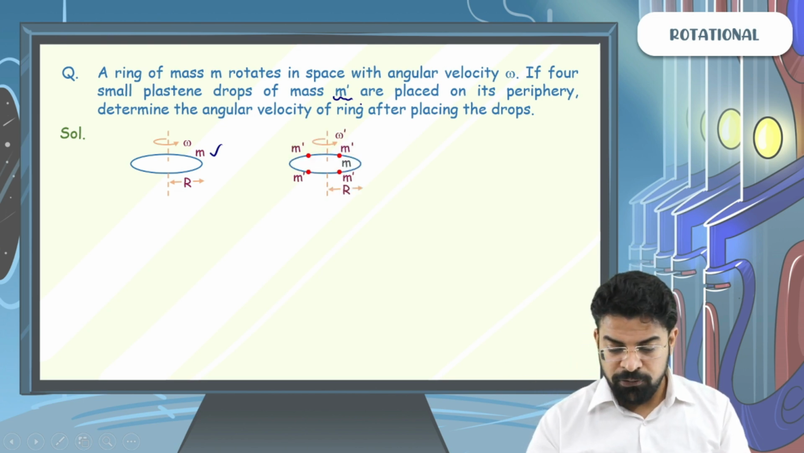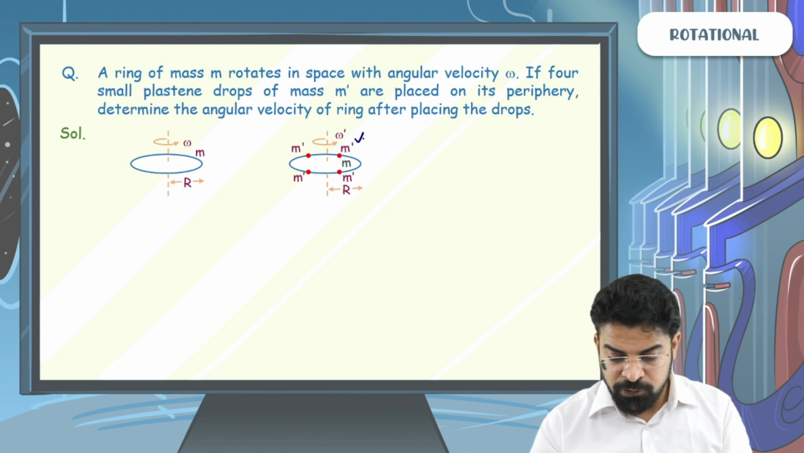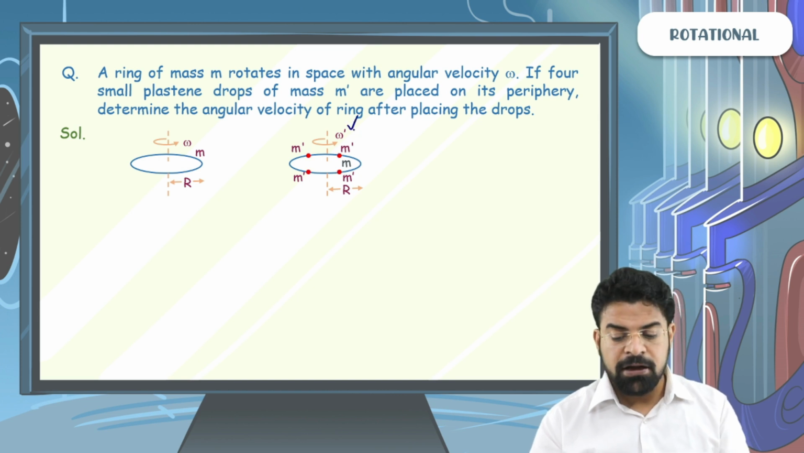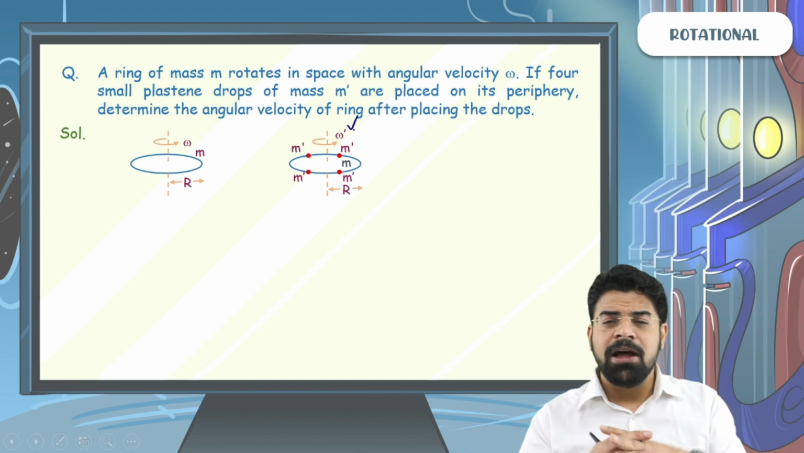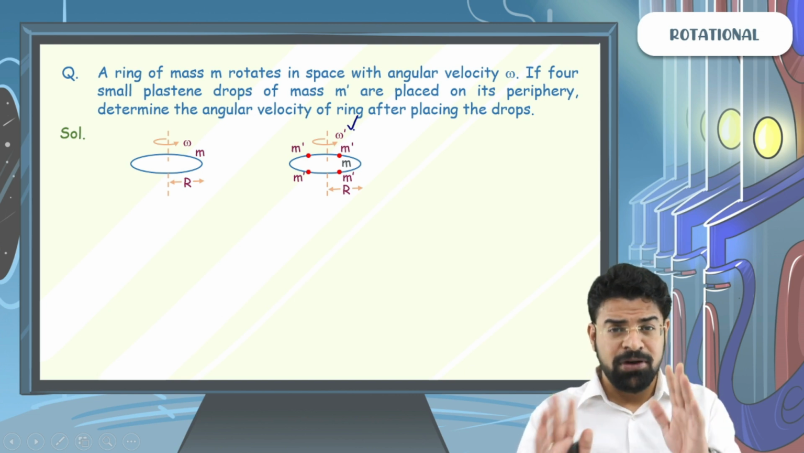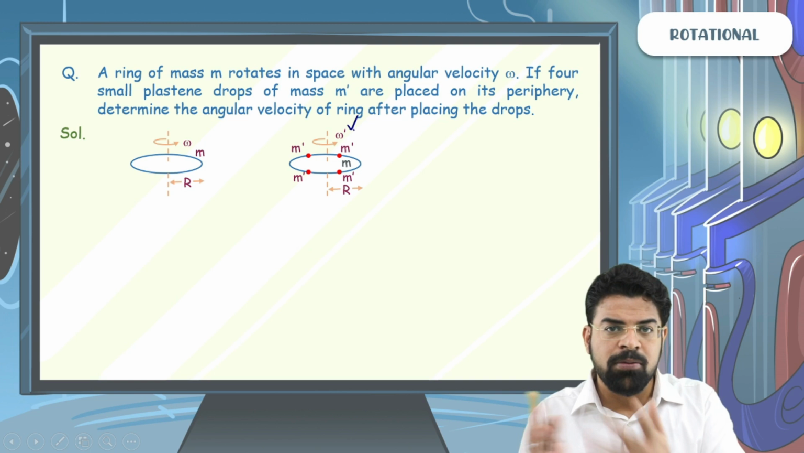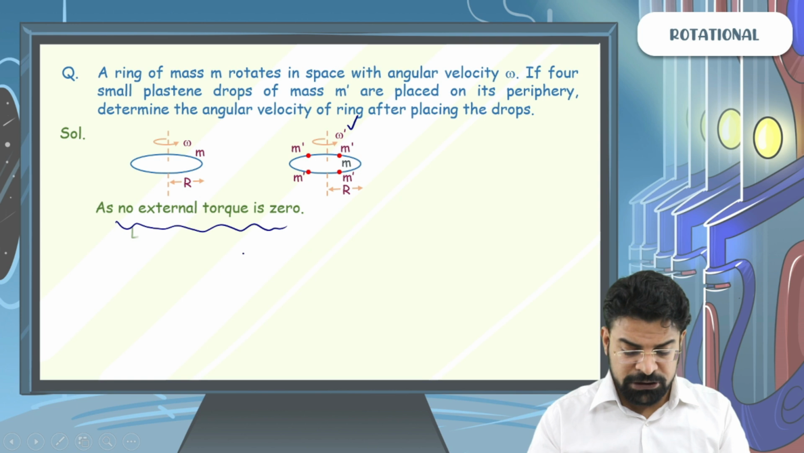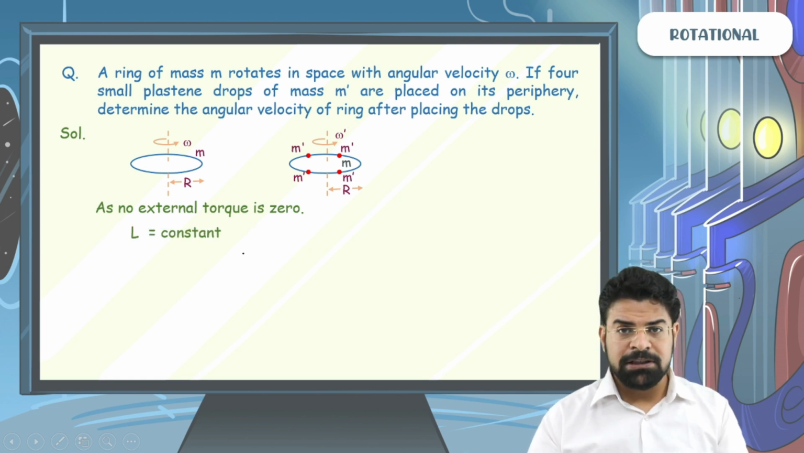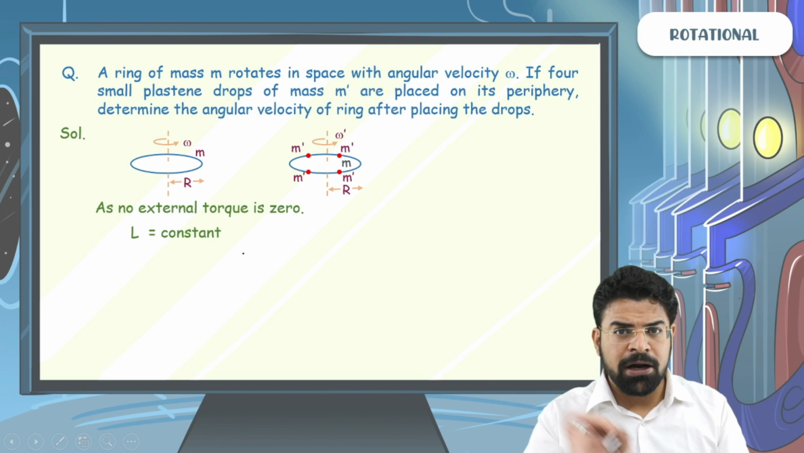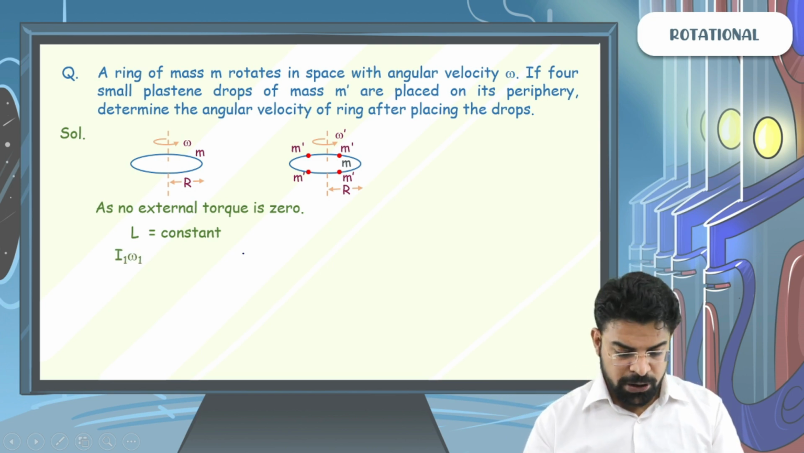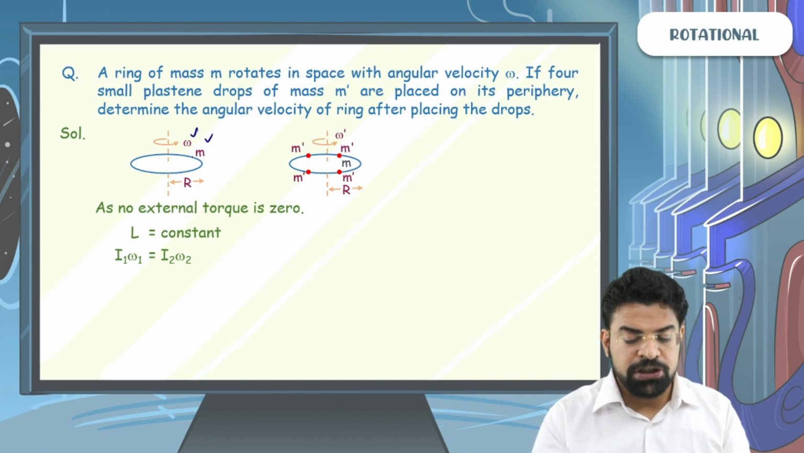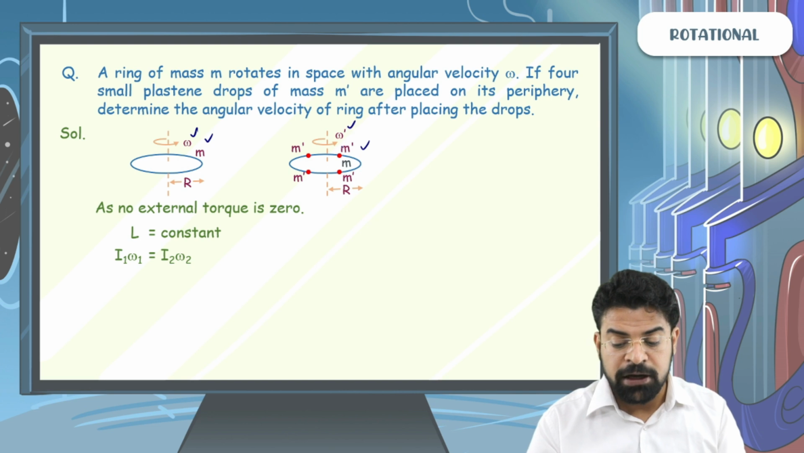Okay, so visualize the final case when we have placed four small plasticine drops. I have shown them with the red points here, and let's say the final angular velocity of the system is omega dash. But angular momentum conservation is one of the easiest things. All you have to do is initial angular momentum equals final angular momentum. So you will say, as no external torque acts, as the external torque is zero, angular momentum is constant. So you can simply say I1 omega 1 equals I2 omega 2. That is the meaning of angular momentum conservation. So all you need to do is write the initial moment of inertia into initial omega equals the final moment of inertia into final omega.